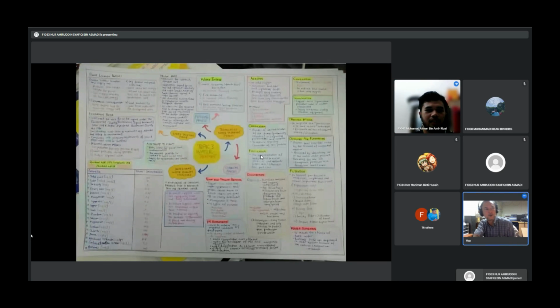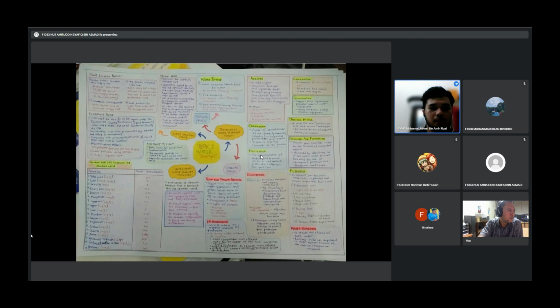Assalamualaikum warahmatullahi wabarakatuh, my name is Muhammad Imam bin Amir Rizal, and my registration number is DKA4B. I want to present about the topics under the subject of water supply and wastewater engineering. There are 4 types of topic under this subject. The first topic is topic 3, which is water treatment.